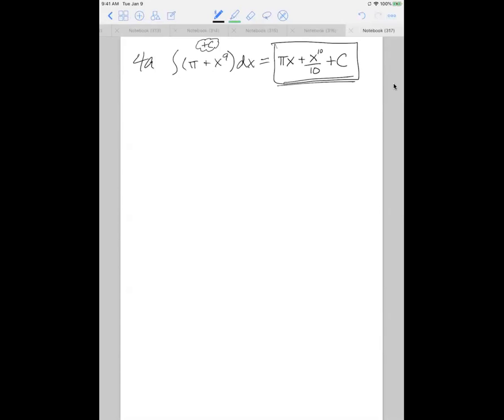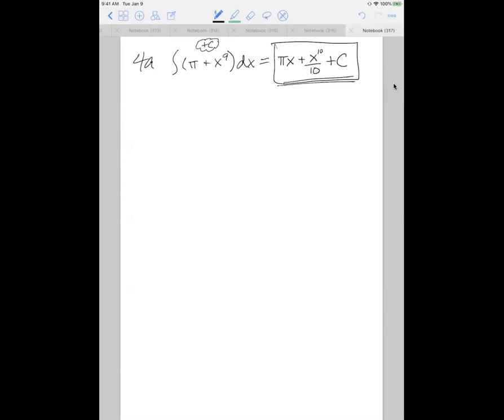Okay? Take the derivative and make sure you get the original term back. Take the derivative of the first term and you get pi. The second term, you bring the 10 down. 10s cancel. You got x to the 9th plus 0. Got it. All right, that's fairly straightforward.